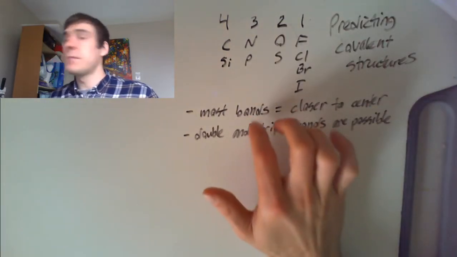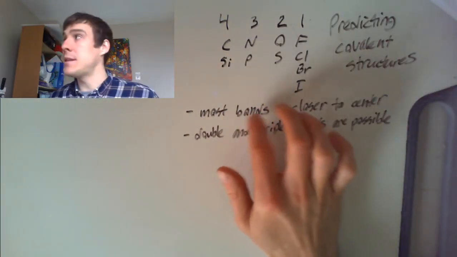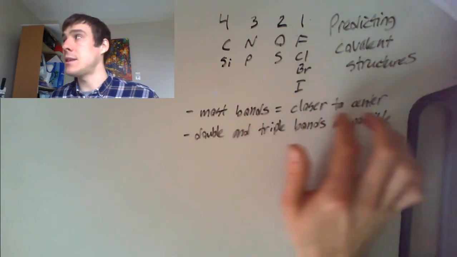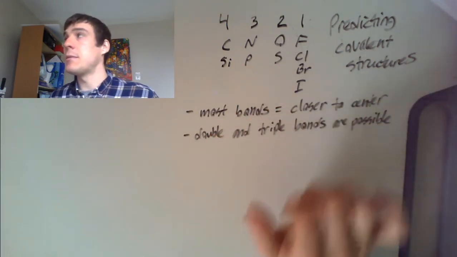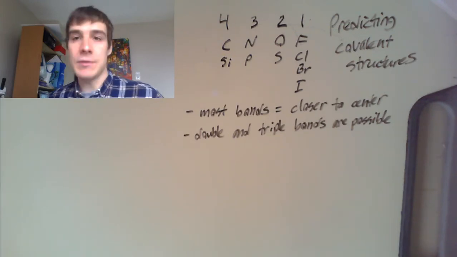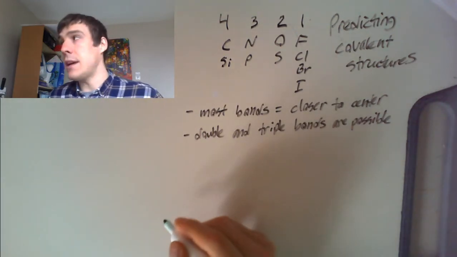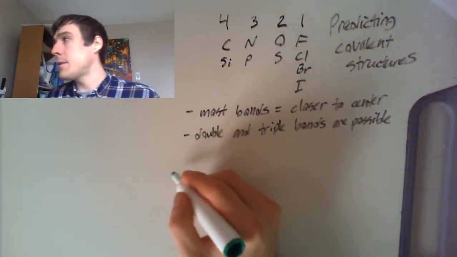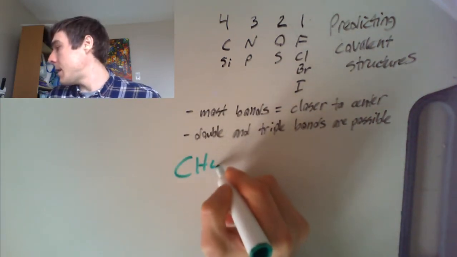And then some general principles: the atom that makes the most bonds will tend to be closer to the center, and double and triple bonds are also possible. We're not going to start with anything with double and triple bonds. We're going to get into that a bit later. So let's start with our first one, which is a very simple one, CH4.